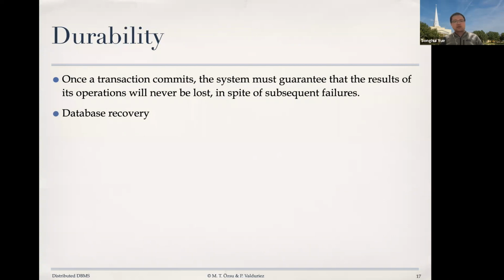So the last one is durability. Durability means that once a transaction commits, the system must guarantee that the results of the operation will never be lost, even with subsequent failures. Which means that the data will be stored in the database permanently. From the perspective of storing things, it has to be stored correctly. So that's just storing the result of the transaction. That's called durability.